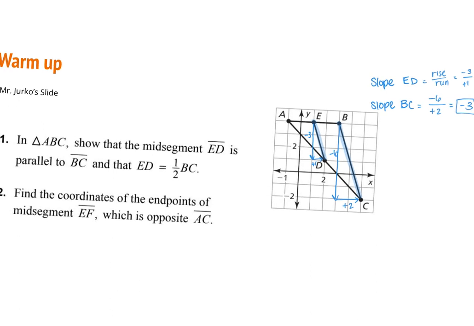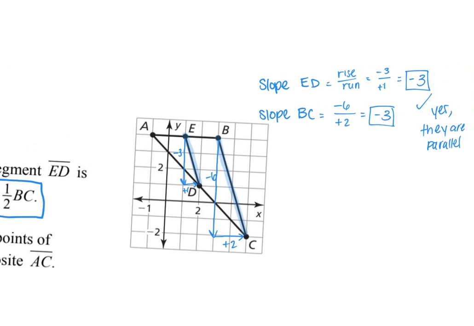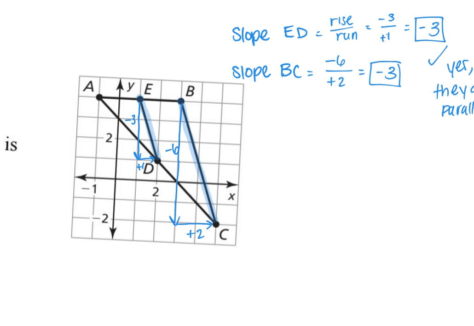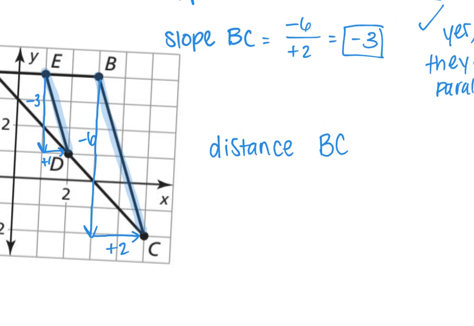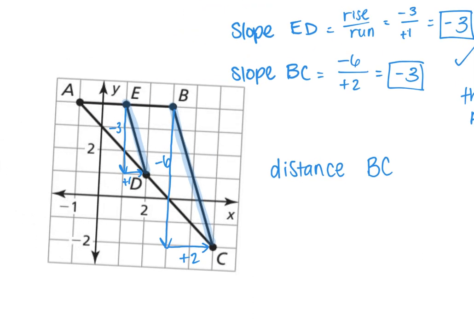The second part says, and we also need to show that ED is exactly half of BC. And to do that, we would need to use what formula? The distance formula, our favorite. So we have to find the distance between B and C. Well, let's find the coordinates. The coordinates of B are 3, 4?